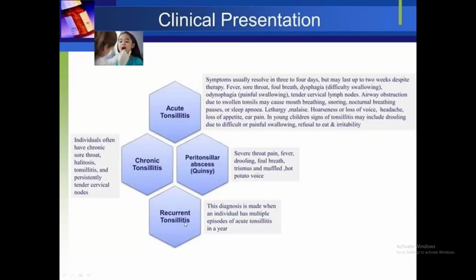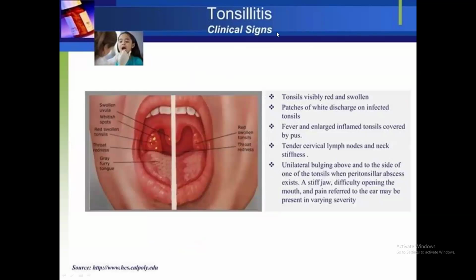In recurrent tonsillitis, the diagnosis is made when the individual has multiple episodes of acute tonsillitis in a year. Individuals often have chronic sore throat, halitosis, and persistently tender cervical nodes. This is most commonly seen in chronic tonsillitis. This is the clinical presentation with all the differential diagnoses: acute tonsillitis, chronic tonsillitis, peritonsillar abscess, that is quinsy, and recurrent tonsillitis. Then we will move on to the clinical signs.